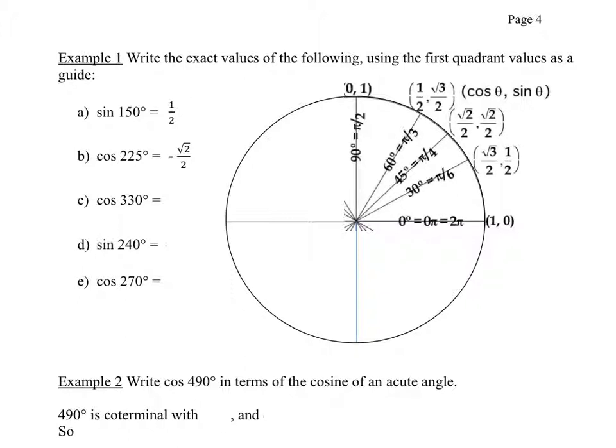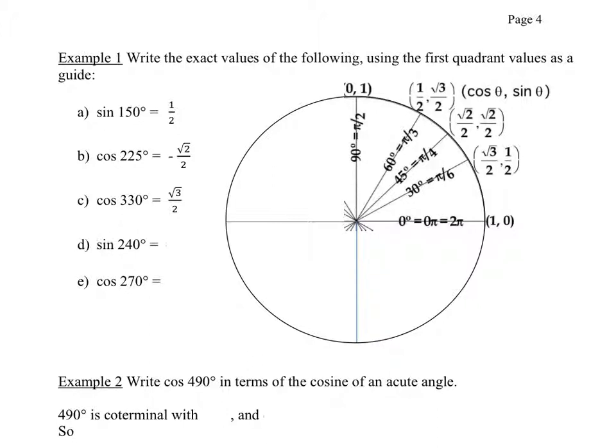For 330 degrees, that's like 360, but minus 30 degrees. So it's going to be somewhere over here. It's going to be this point, but reflected over here. Now, what can you say about the cosine over there? The cosine is the x-coordinate. It's going to be exactly the same as this x-coordinate here. So in this example there, we're going to have root 3 over 2.